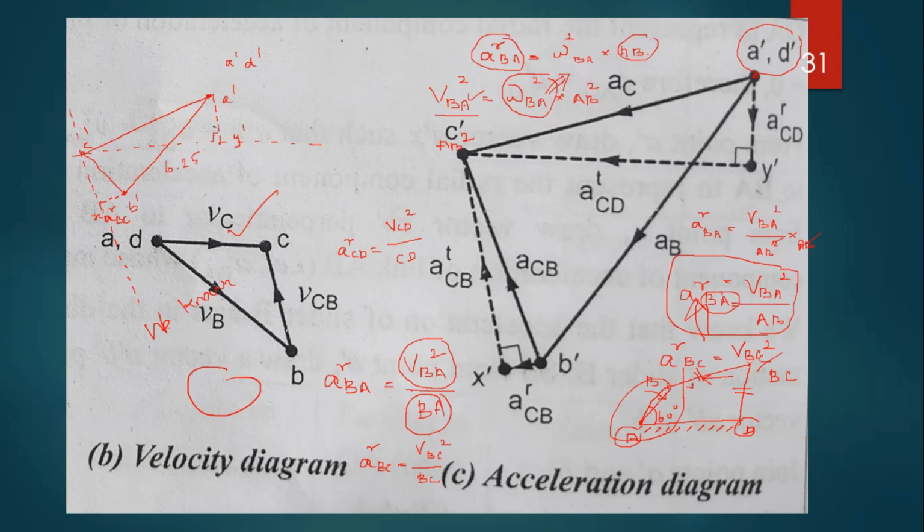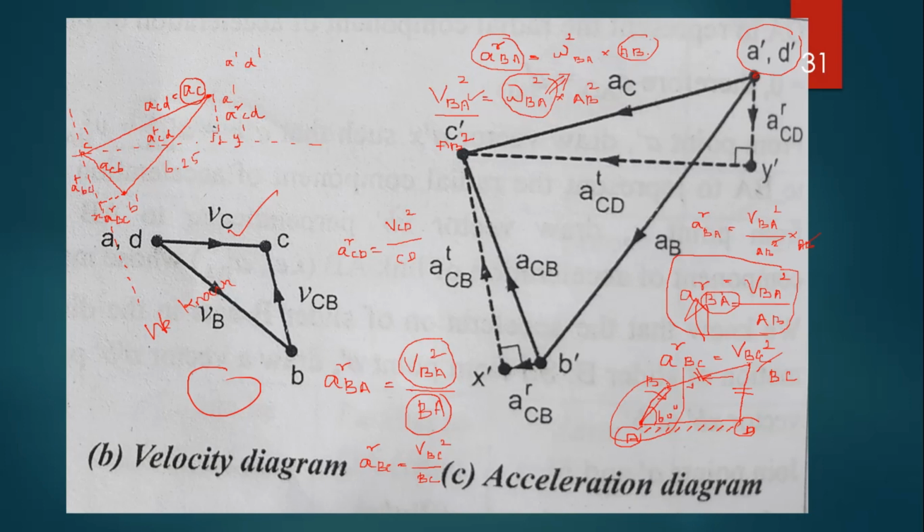So this is the acceleration of CB. And this is the acceleration of CD, which is equal to the acceleration of C, because D is a fixed point, so we assume this is the acceleration of C, right? This is the radial component of acceleration of CD, and this is the tangential component of CD. And this is the radial component of acceleration of BC, and this is the tangential component of BC, right?